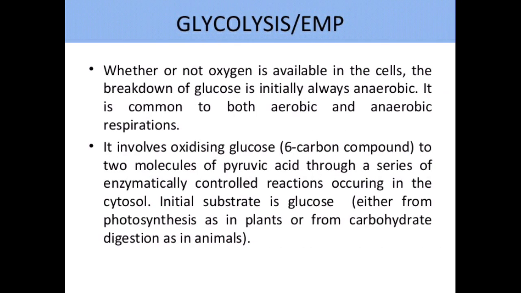Now see the glycolysis or EMP pathway. Whether or not oxygen is available in the cells, the breakdown of glucose is initially always anaerobic. It is common to both aerobic and anaerobic respirations. It involves oxidizing glucose to two molecules of pyruvic acid through a series of enzymatically controlled reactions occurring in the cytosol. Initial substrate is glucose, either from photosynthesis as in plants or from carbohydrate digestion as in animals.